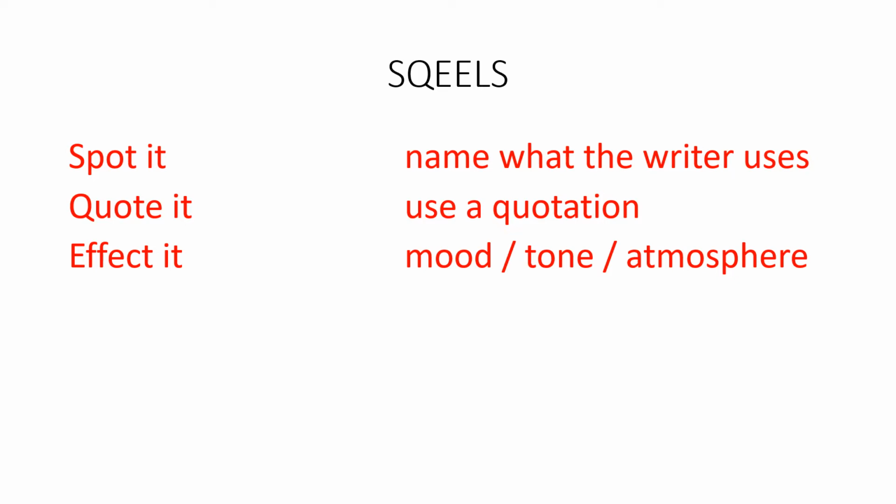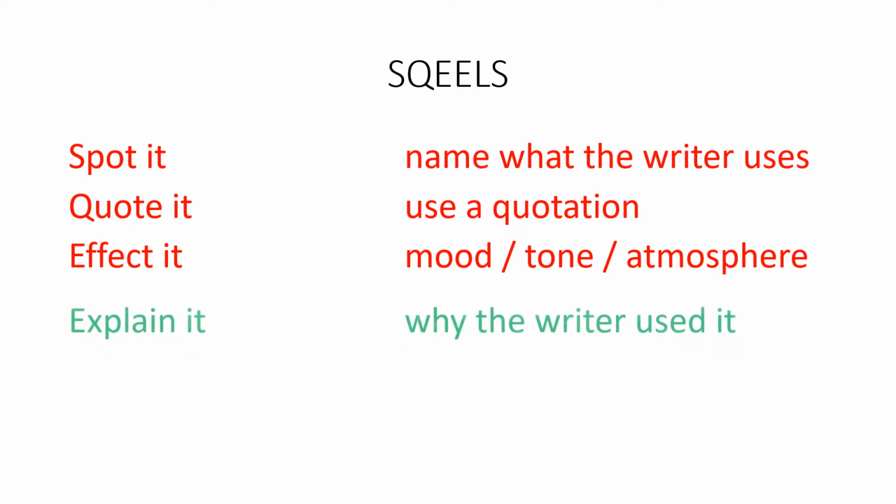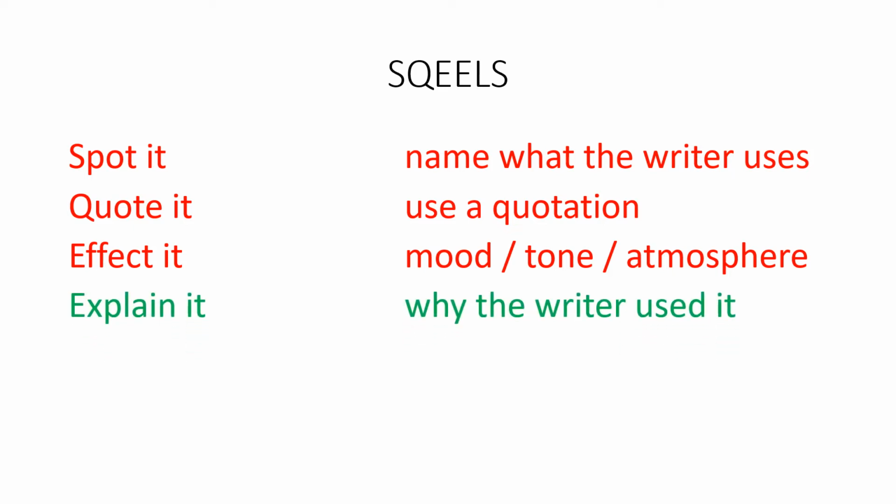However, the next three are the things that get you the higher marks. So you've got to have those three things: spot, quote, effect, and then build it up. This is where you get your most marks, and this is why I've put it in green. It's the explain it. Why did the writer use this word? What is the reason for them using it? That is where you're going to get most of your marks from.